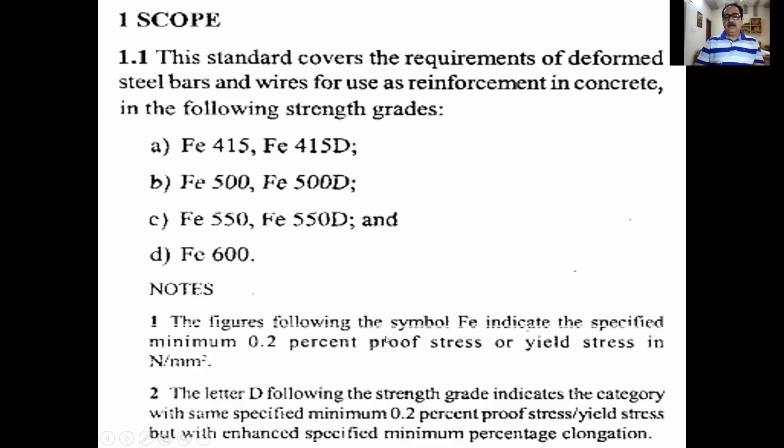The symbol Fe indicates the specified minimum 0.2% proof stress or yield stress in Newton per mm square. And the letter D following the strength indicates the category with the same specified minimum 0.2% proof stress but enhanced specified minimum percentage elongation. So in the D grades, the ductility is more, and the percentage elongation before failure is more as compared to these three traditional grades.